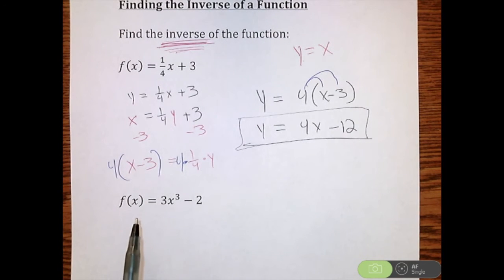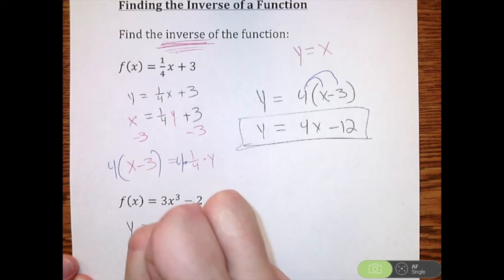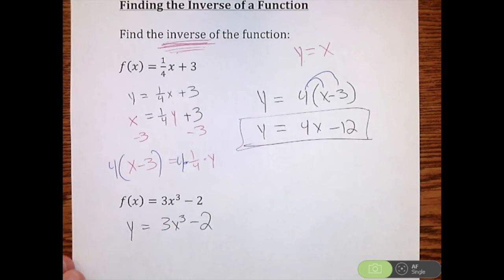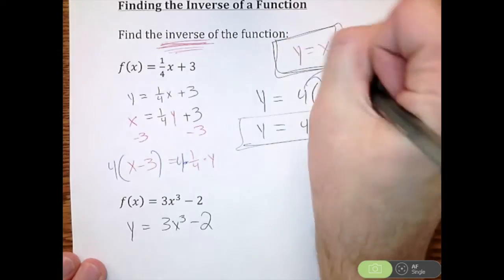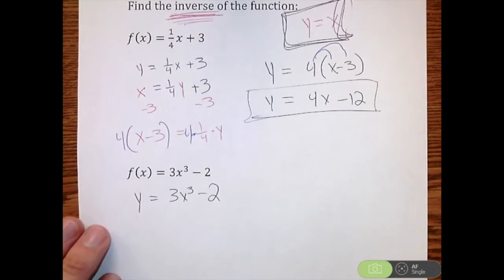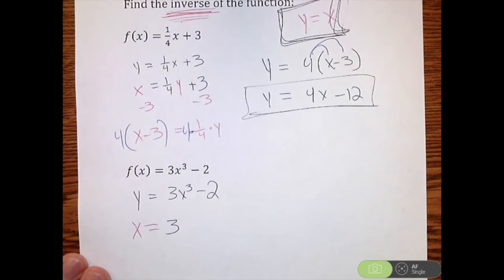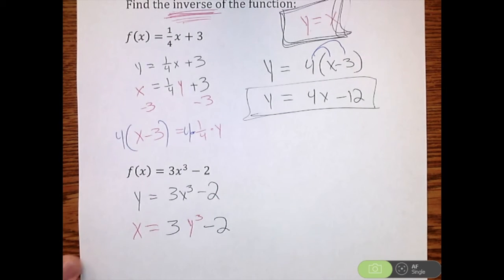I'm going to do the exact same thing on this next problem. I'm going to look at f of x equals 3x cubed minus 2. So it starts out as y equals 3x cubed minus 2. Again, the most important thing is that y is equal to x, so all my y values are now going to be x's, and my x's are going to be y's. So what that looks like is x equals 3y cubed minus 2. So I have to go through the exact same process. I have to get y all by itself, so I have to get rid of this 3, this cubed, and that minus 2.